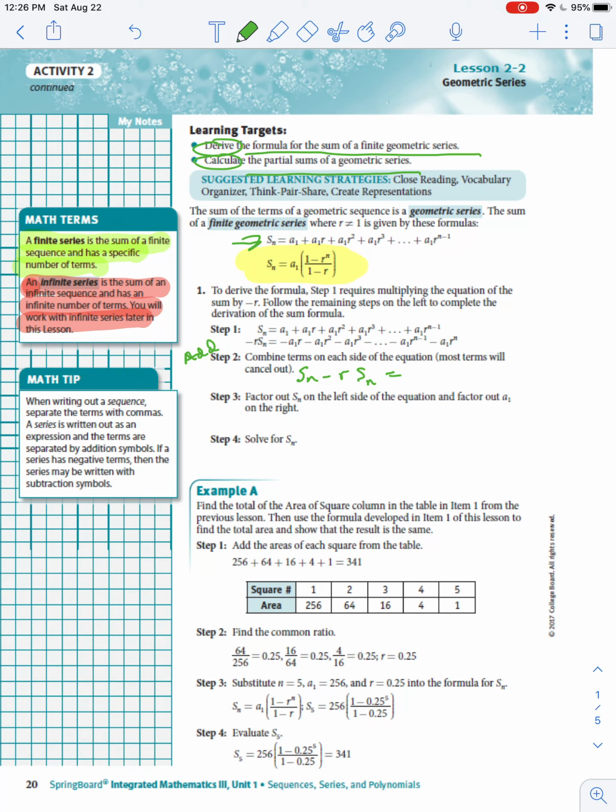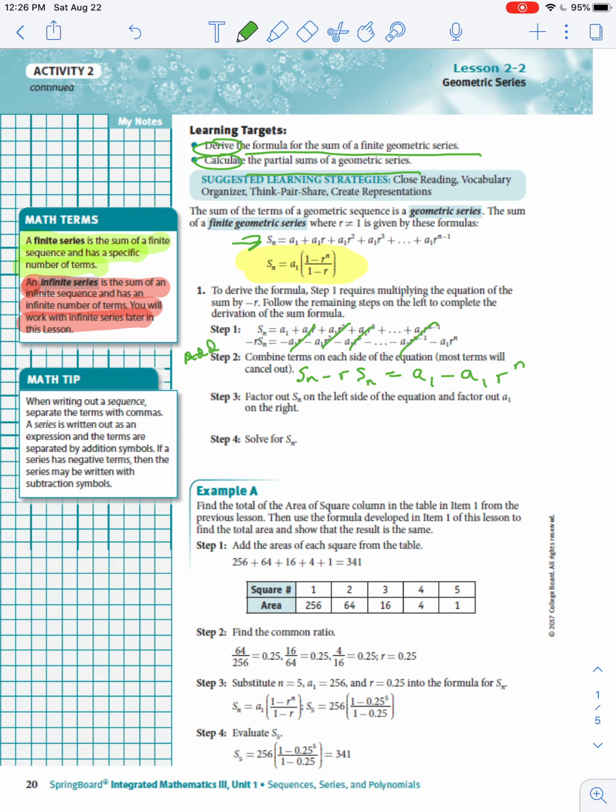On the right side, you're going to see that almost everything cancels out. You have positive a sub 1 r squared and negative a sub 1 r squared, positive a sub 1 r and negative a sub 1 r. So when everything cancels out, you're left with that first term, a sub 1, and then in the end, you will also be left with the minus a sub 1 r to the n. Everything else just has a buddy and cancels out.